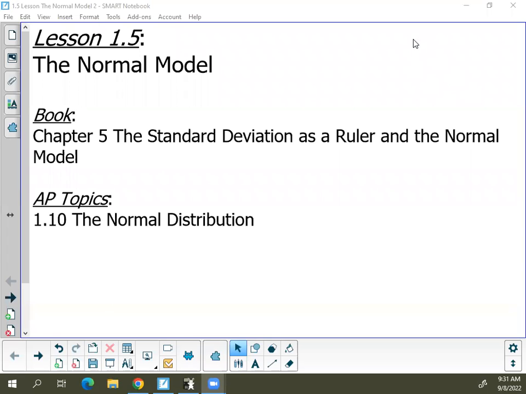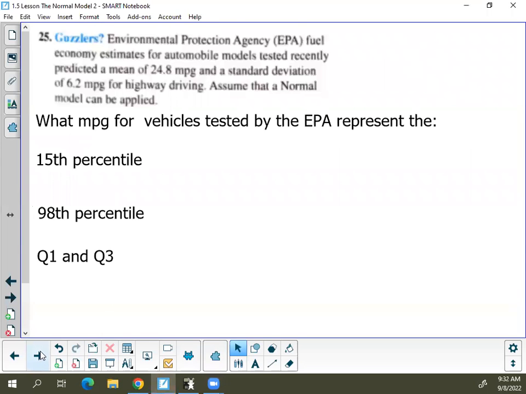Hey, all, today we're going to continue talking about the normal model and the normal distribution. Last time we spoke, it was about using the normal model to find percentages or proportions of area underneath the normal curve if we were given a data point that we were interested in. And today we're going to talk about using percentages and going the other way to find out data values.